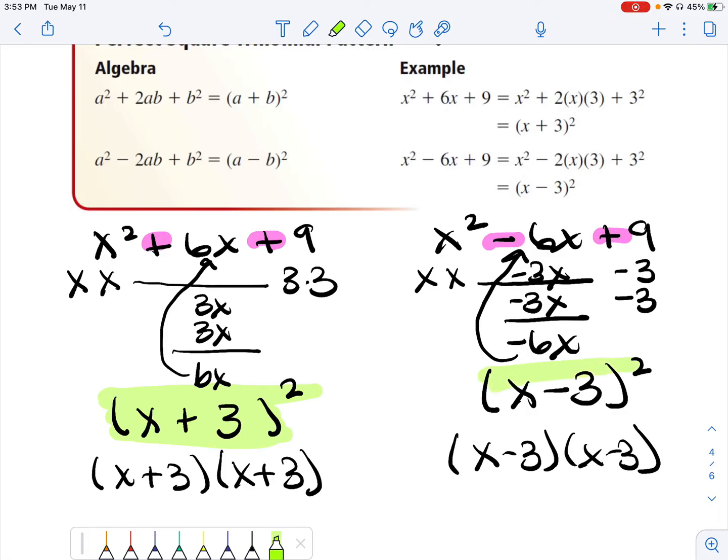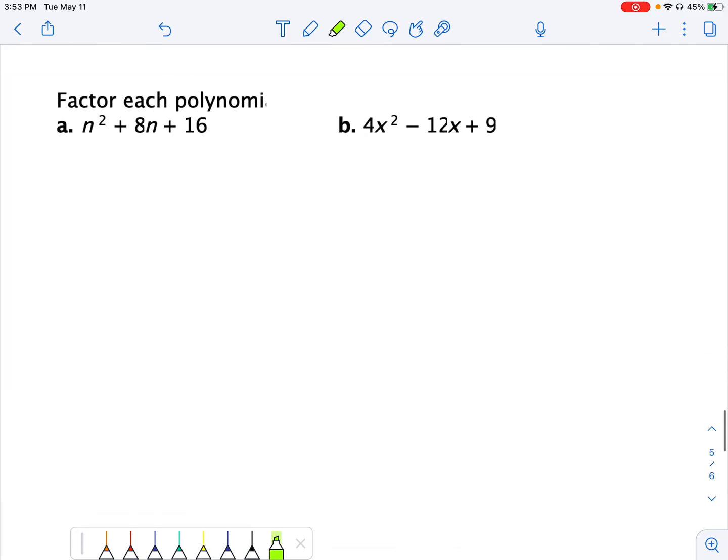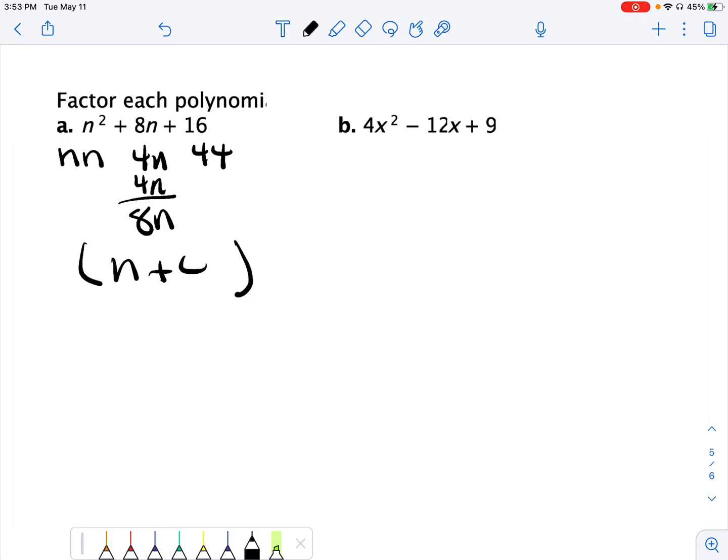Now, this is just practice. The more you see, the easier it'll get for you. Do some problems now. First look at your signs, plus plus, good. So the square root of n squared is n times n. Square root of 16 is 4 times 4. If I multiply those together, I get 4n, and if I double it, times 2, I get 8n. So that works. So you're going to write n plus 4 quantity squared.